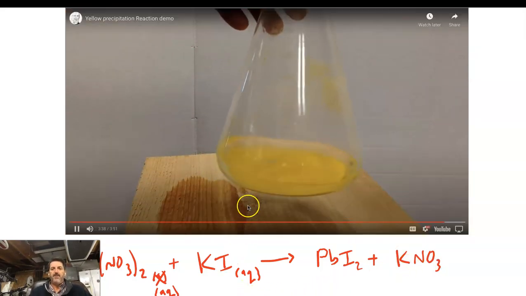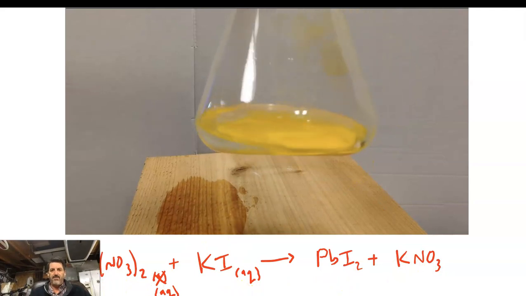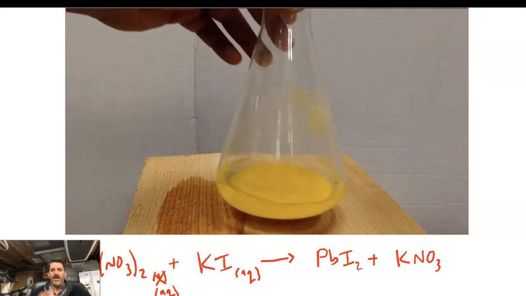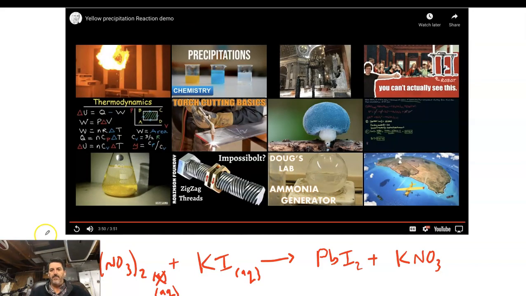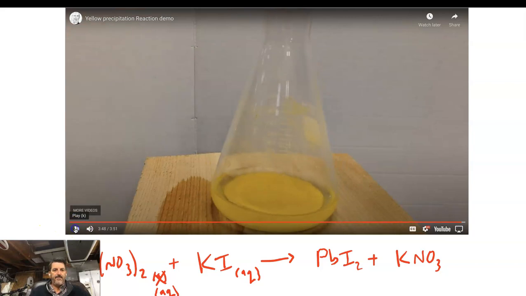Okay. Now what he's showing you right here is that was after about an hour. All that yellow solid precipitate fell to the bottom of the flask. Let me go back to that. Okay, so you can see that there clearly was a precipitate that was formed. A solid was formed. So now our job is to figure out which one of these two products is the solid. Which one is the precipitate?